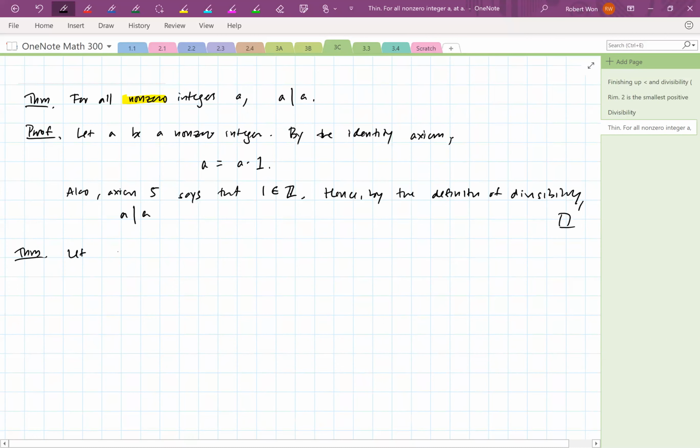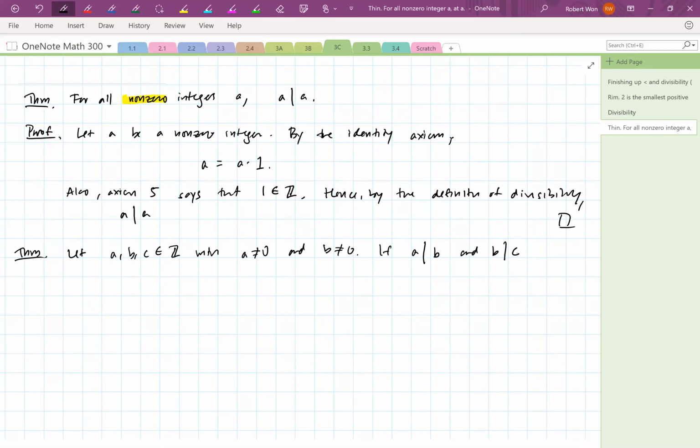Let's prove the next theorem. So let a, b, and c be integers with a and b non-zero, because I want to say that a and b divide stuff. If a divides b and b divides c, then what do you think you can conclude here? So hopefully you said that then a divides c.